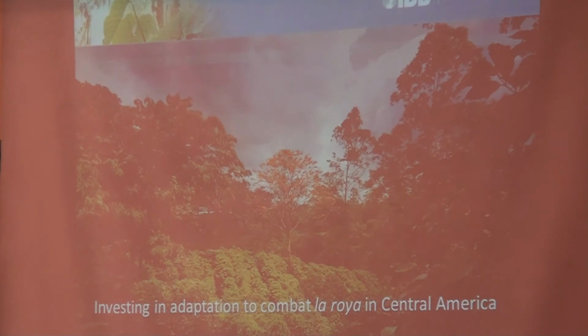I mentioned earlier that working through banks is an important strategy for us to reach small producers, but I just want to point out that we can also use other intermediaries such as traders to reach smaller producers as well. Next slide, please.